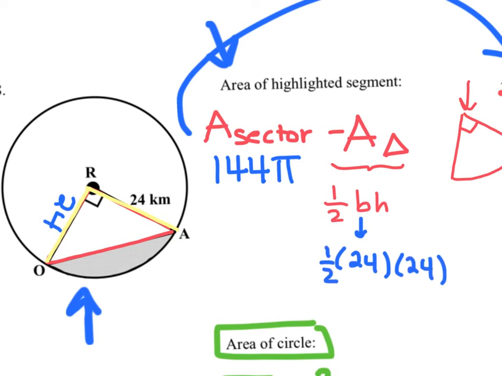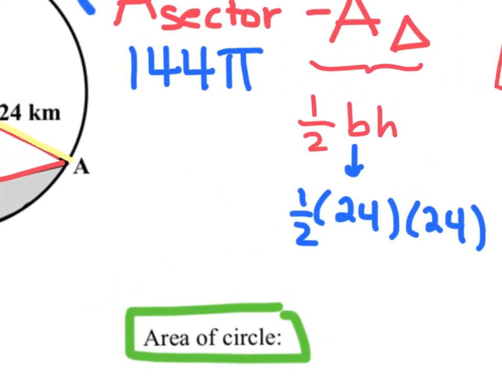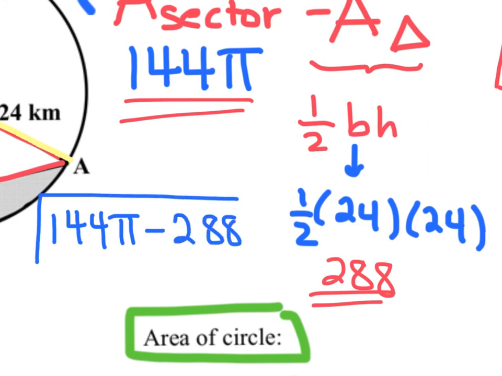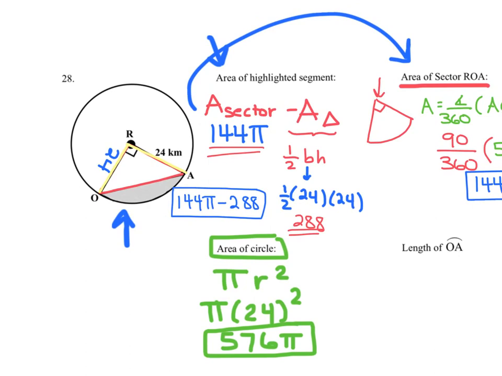Okay, in your calculator you can do 0.5 times 24 times 24. When you do that, you should get 288. Okay, your final answer is the area of the sector minus the area of the triangle. Final answer, 144 pi minus 288. Just leave it like that. That's an exact answer. So that's the area of the highlighted segment.